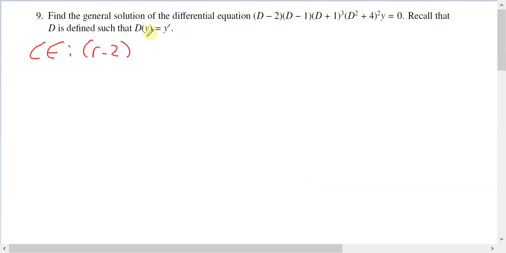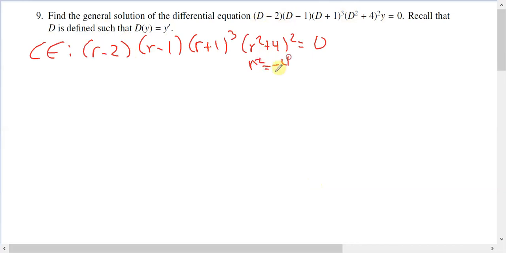So it's going to be (r - 2)(r - 1)(r + 1)^3(r^2 + 4)^2 = 0. Since that's nice and factored, I can see my solutions. I'm going to get a 2, a 1, and a -1 three times, and then for r^2 + 4, when I set it equal to 0, I'll get plus or minus 2i. So the solutions to that characteristic equation are 2, 1, negative 1 three times, and plus and minus 2i.